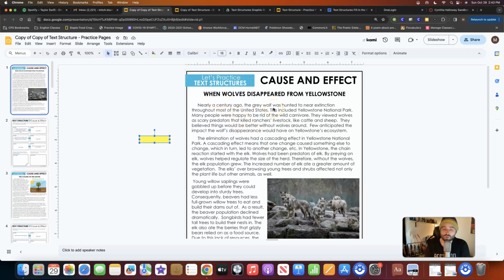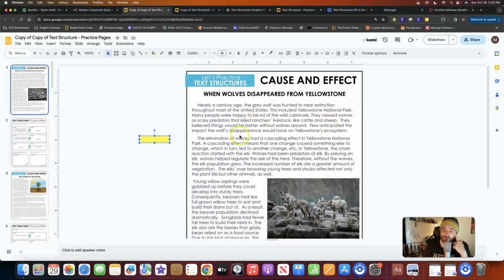What's the effect? So nearly a century ago, the gray wolf was hunted to near extinction throughout most of the United States. This is our cause. This right here. This is the cause of the whole thing. There's no signal word really here, but that's the cause. So everything else after this is basically what happened as a result. This included Yellowstone National Park. Many people were happy to be rid of the wild carnivore. So that's an effect right there. People are like, oh my God, we're so happy that this carnivore is gone. They viewed wolves as scary predators that killed ranchers' livestock like cattle and sheep.